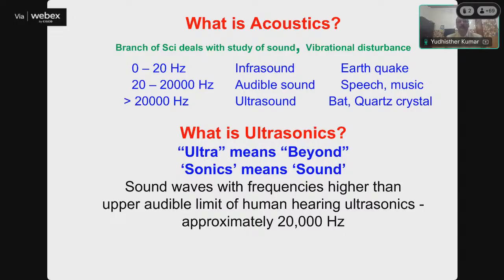As for example, for ultrasound we see the bands, and we can generate it using piezoelectric crystals. Infrasounds, you must have observed in earthquakes, where very low frequency sounds are generated. And audible speech and music are examples of audible sound.